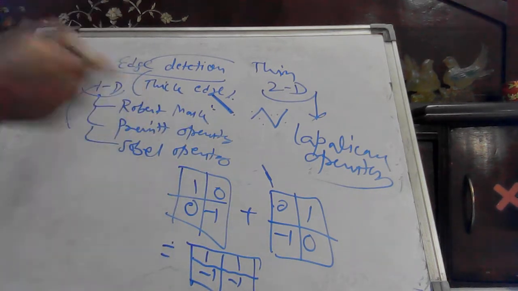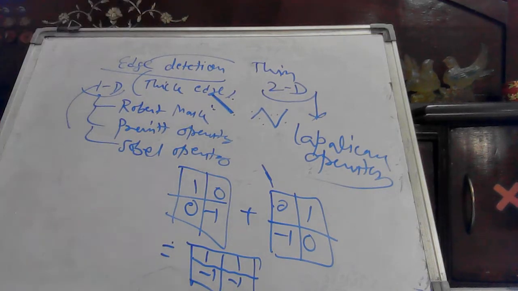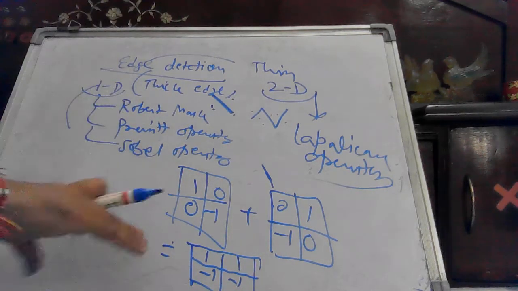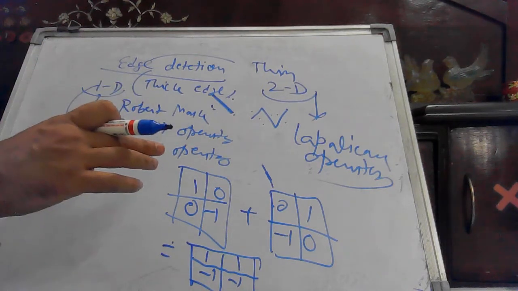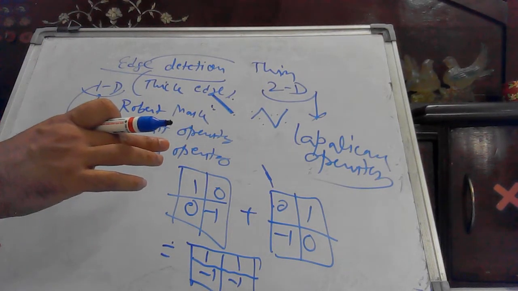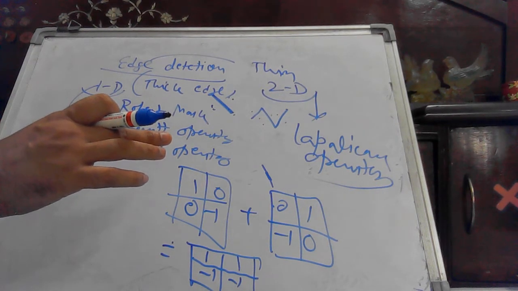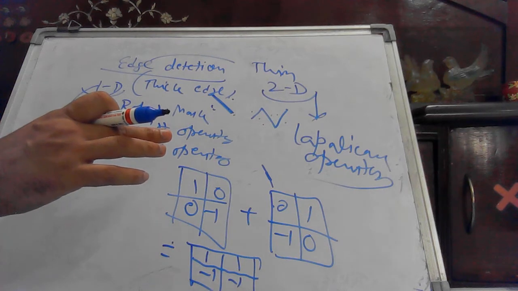But the Roberts mask has a problem, and I have already told you in that discussion. So we normally do not use the Roberts mask in much detail. Prewitt and Sobel are very popular operators for one dimension thick edges.